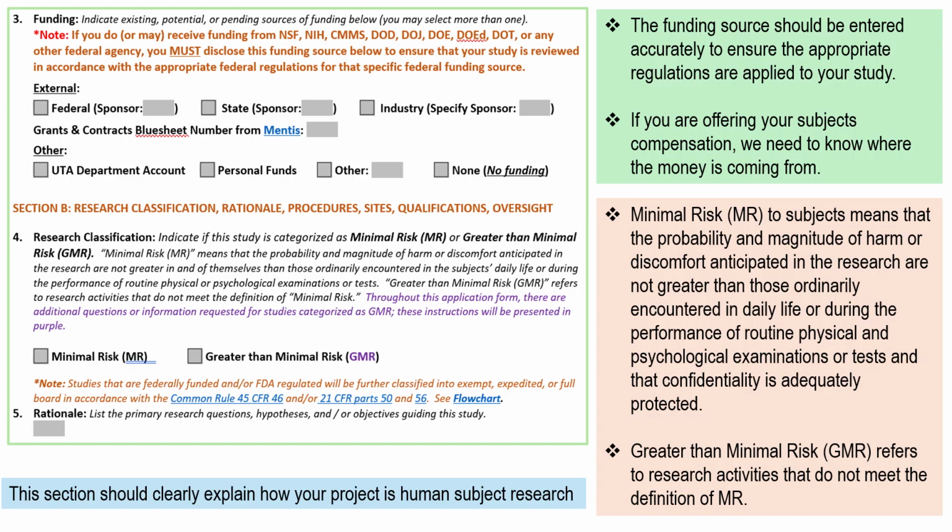The fifth question of the application is where you explain the primary research questions, hypotheses, and objectives that will guide the study. This section should clearly explain how the project meets the criteria of human subject research.